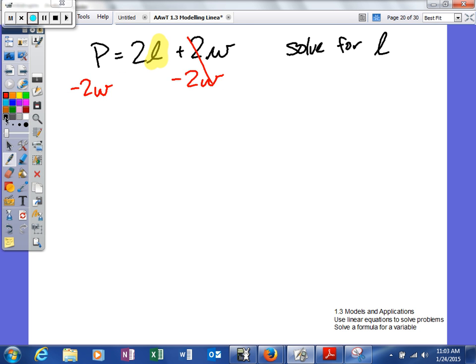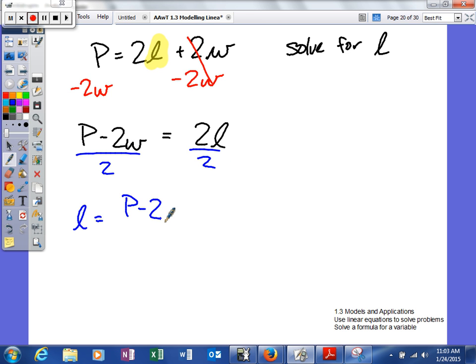So first thing we're going to do is move our constant, or not really our constant, but the term that is not being multiplied by L. So move that 2W to the other side. It does represent a variable. And then next thing we're going to do is divide by 2. So what that will give us is L is equal to (P minus 2W) over 2. And that is us solving for L.